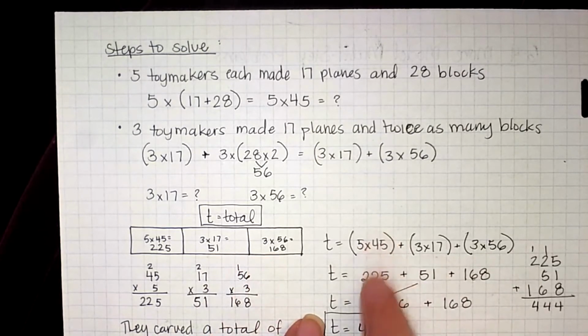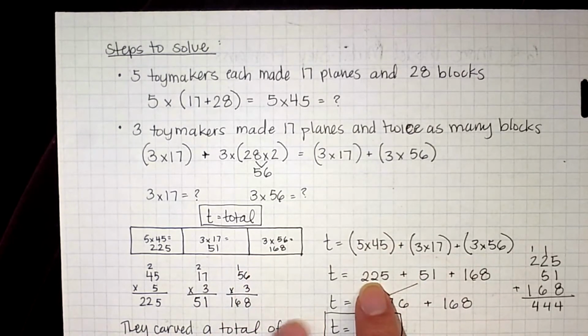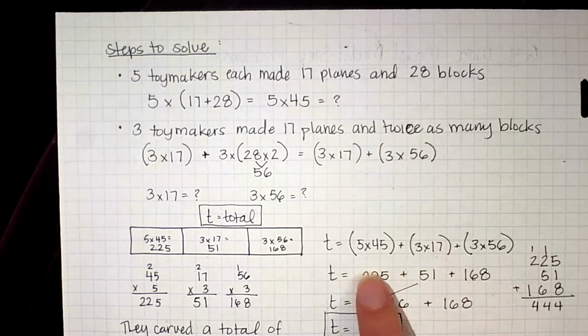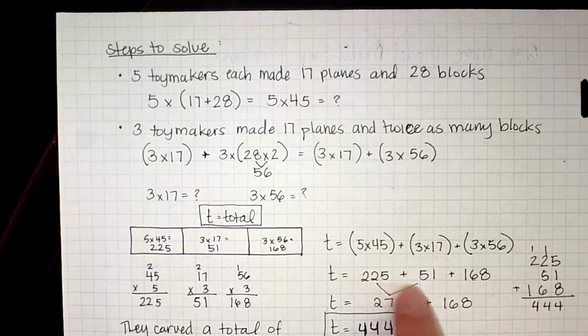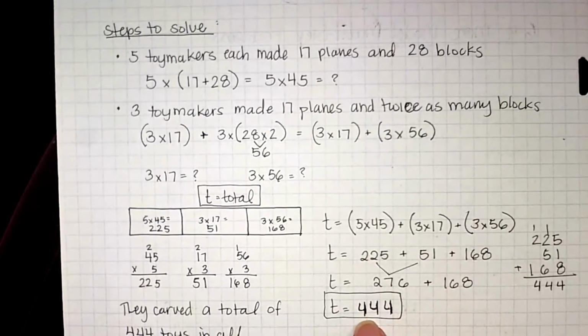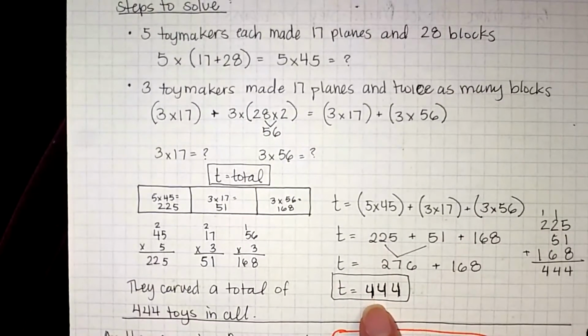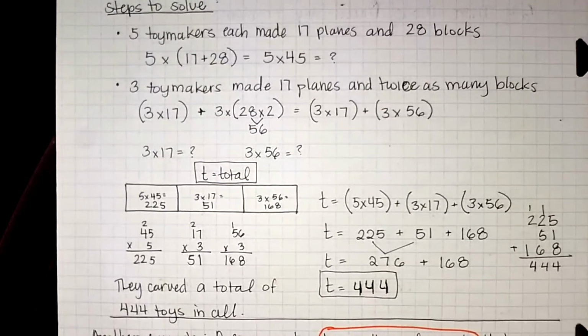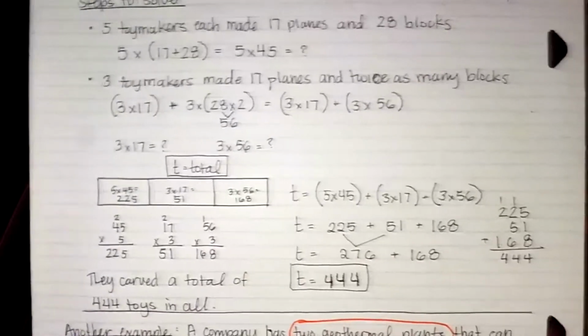When I solved each one of those, 5 times 45 was 225, 3 times 17 was 51, and 3 times 56 was 168. Now I need to add all of these partial numbers to find my total. So 225 plus 51 gave me 276, 276 plus 168 gave me 444. So they made a total of 444 toys in all, between all 8 of those toy makers.